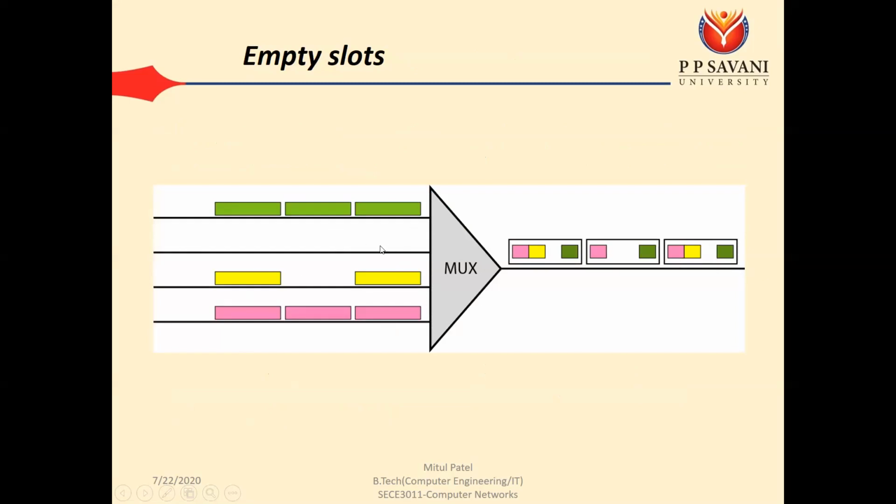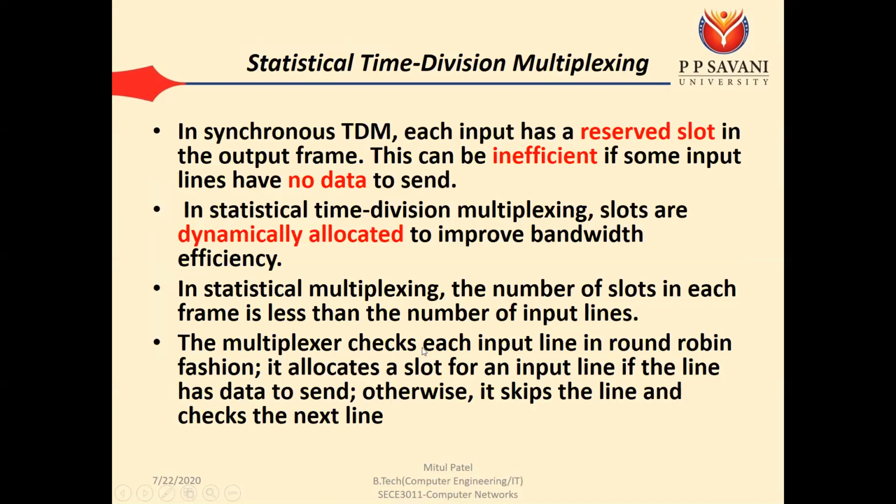So slot કઈ રીતે allocated થાય, so we can see here that તમે operating system માં જે ભણ્યા છો round robin method. Using that round robin manner, you can allocate this slot dynamically in the output frame. So પહેલું આવે પછી બીજા માટે કઈ નથી, તો એના માટે allocate કરવાની જરૂર નથી, directly second અને third. Second frame માટે only we have the two time slots, it is first and third, first and fourth, like that. So the multiplexer checks each input line in round robin fashion. It allocates a slot for an input line if the line has data to send. Otherwise, it skips the line and checks the next line.